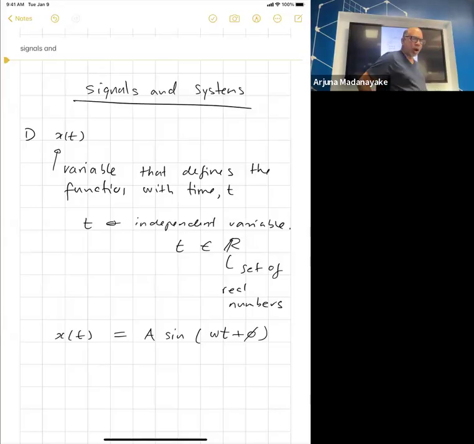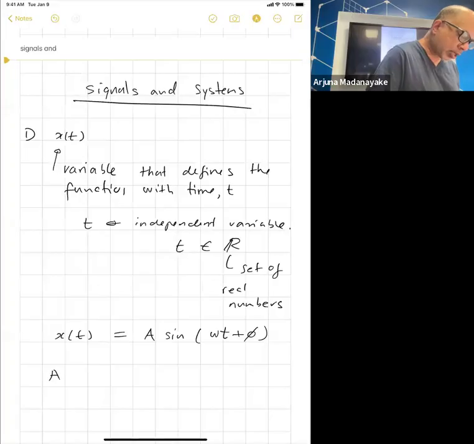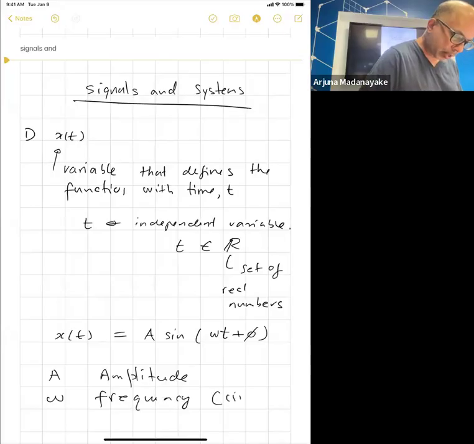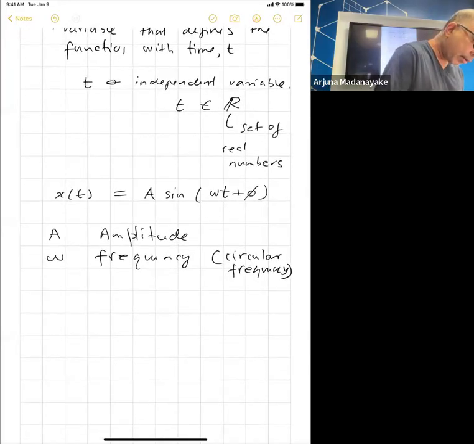So let's take a moment to understand the different quantities that we have talked about here. We have defined a so-called sinusoidal function, and that function is described in terms of 3 parameters. What are the 3 parameters? The first parameter is A. This is called the amplitude. And then we have omega, that's called the frequency, actually the circular frequency. And then we have phi, which is called the phase.